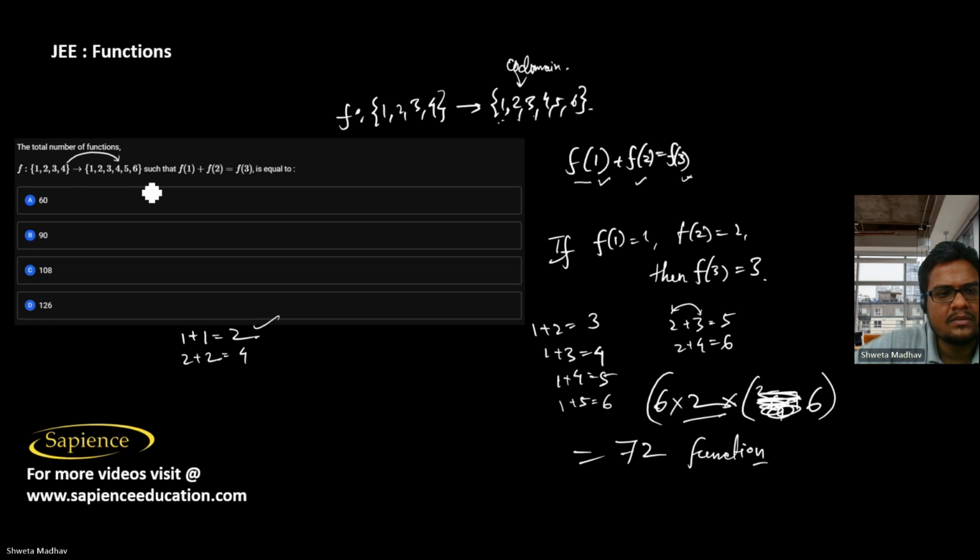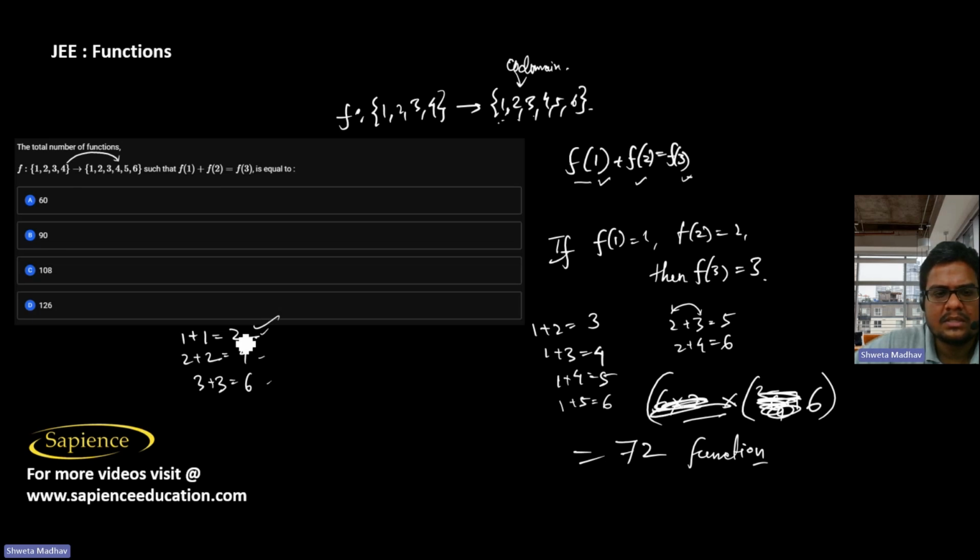Then 3 plus 3 also we can do. That will be 6. 4 plus 4 we can't do. Okay. So these are the 3 ways also we can choose. So there will be 6 2s are 12. 12 ways.